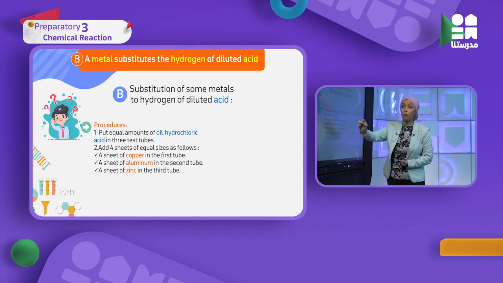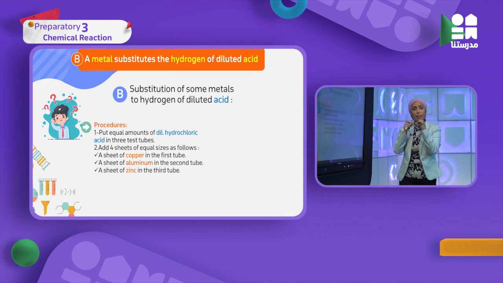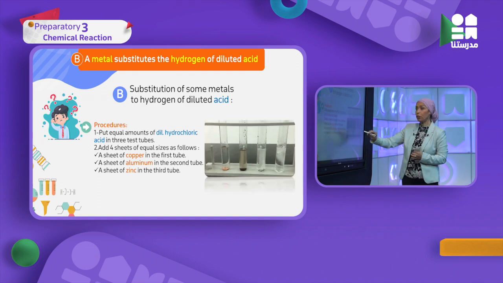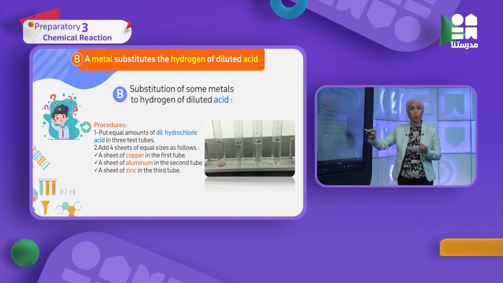I will take 3 kinds of metal from the CS. I'll choose copper and aluminium and zinc. Copper, aluminium, zinc, all of them are metals. I take a piece of each of them and I put them in different jars, or different test tubes, adding hydrochloric acid.